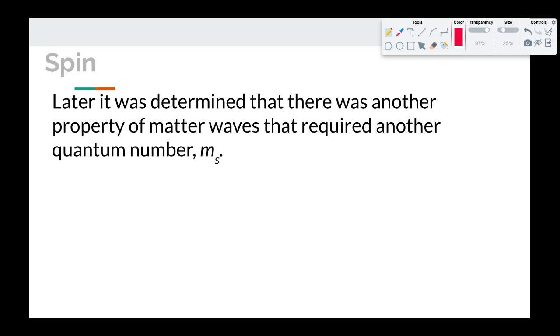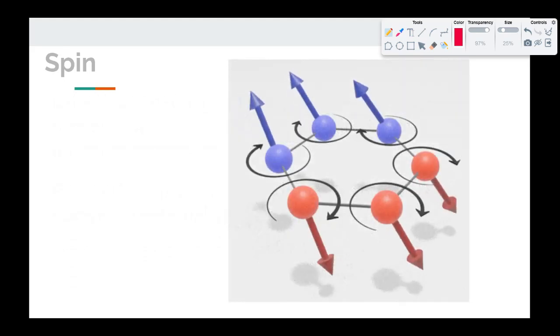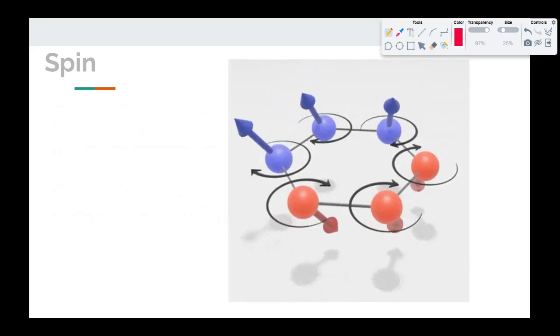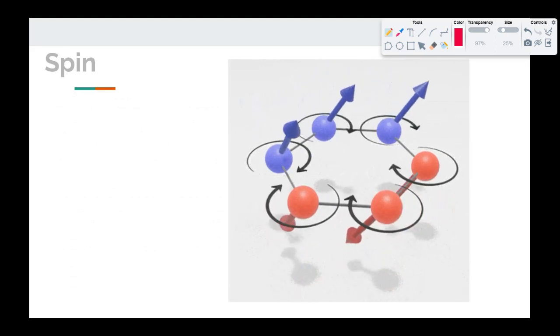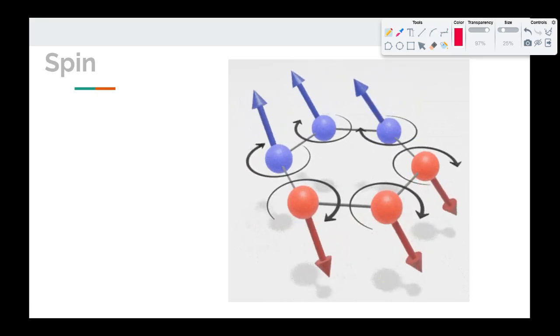And it turns out that they only really are spinning in 2 different directions. So if you put them in an external magnetic field, some of them are going to spin in a way that as they pass through the magnetic field, they're going to move upwards. And some of them are going to spin in such a way that as they pass through the magnetic field, they're going to move downwards. Here's a representation of that. The ones that are spinning in one direction in that magnetic field are called spin-up electrons, and the other ones are called spin-down electrons.